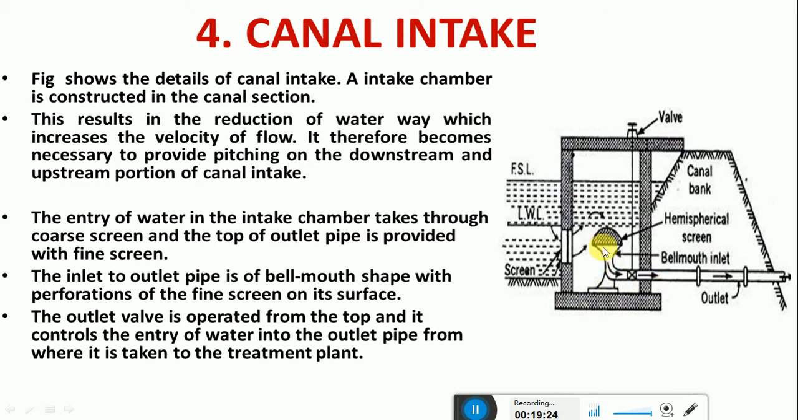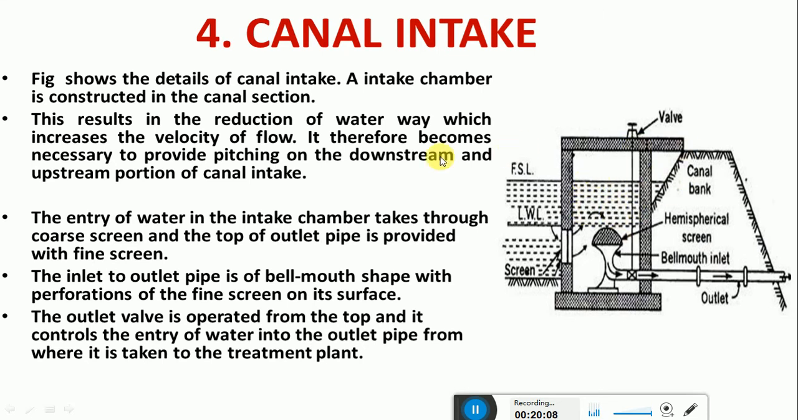Through this bell mouth entry the water will be allowed inside, and to control the supply of the water, at the top level a valve is placed which can be operated, closed and used to control the flow of water in the canal intake. And this is the outlet here through which the water is taken to the water treatment plant. This outlet valve is operated from the top. And this is the intake chamber which is constructed in the section of the canal.